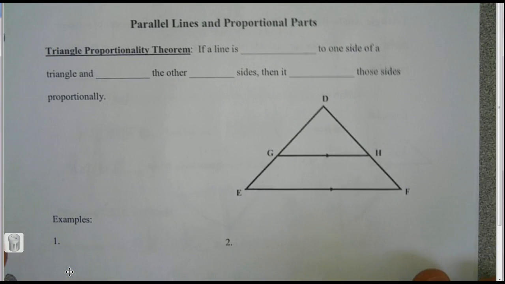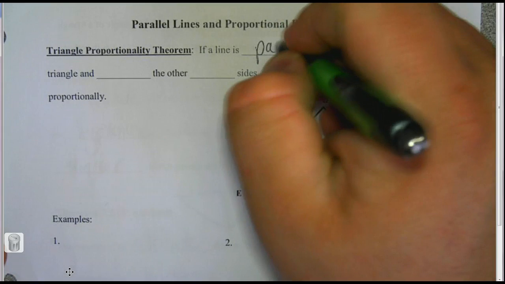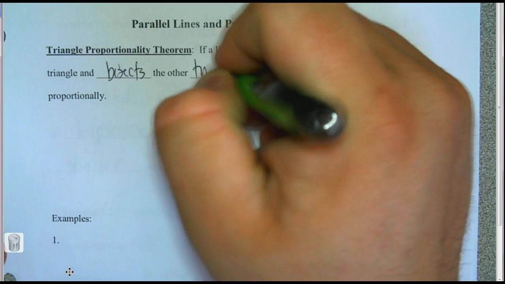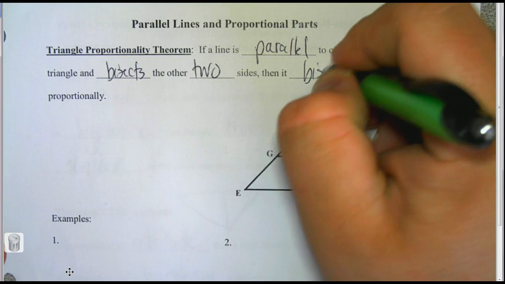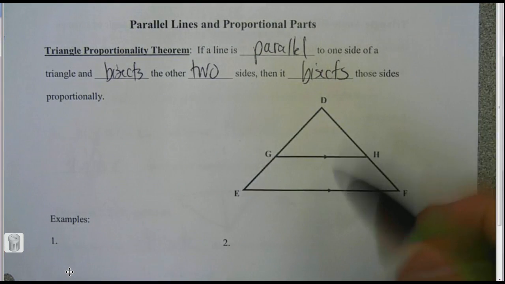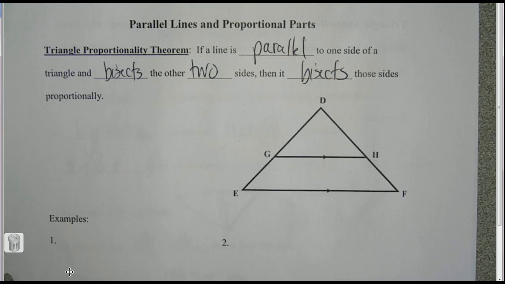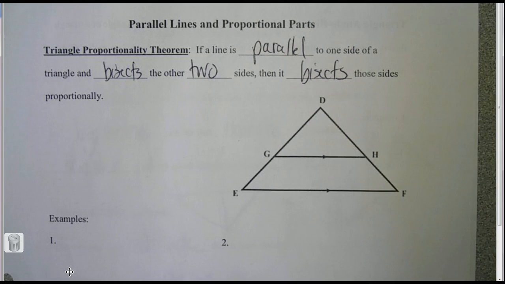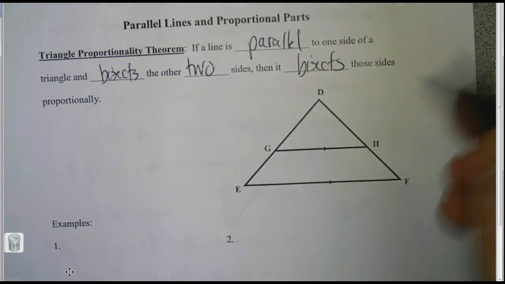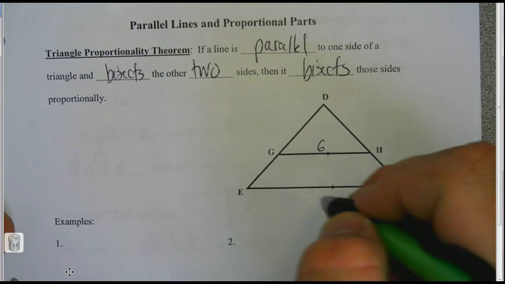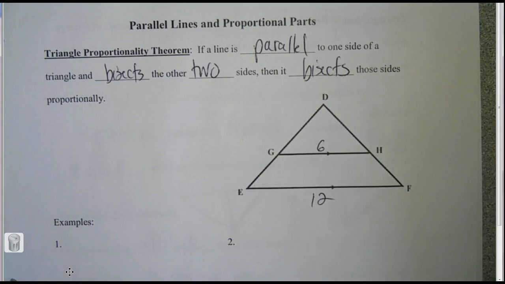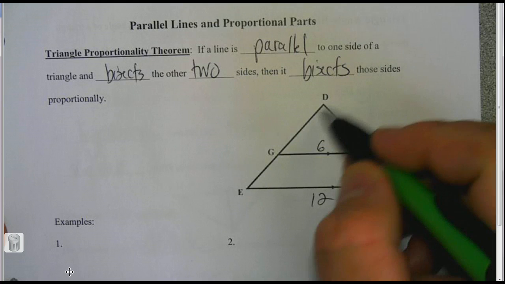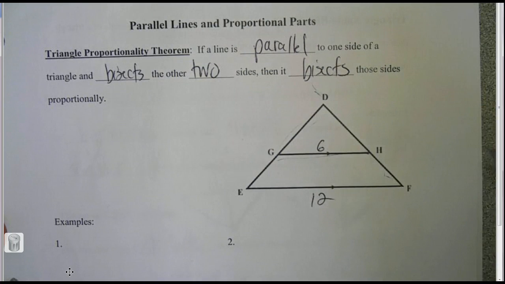If a line is parallel to one side of a triangle and bisects the other two sides, then it bisects those sides proportionally. So this line, GH, is parallel to EF, and it bisects ED and FD. And so if GH is 6 and EF is 12, then we can use this information to find the missing measures of the other two sides, because you can tell it's a smaller triangle and a bigger triangle like we talked about in previous pieces.